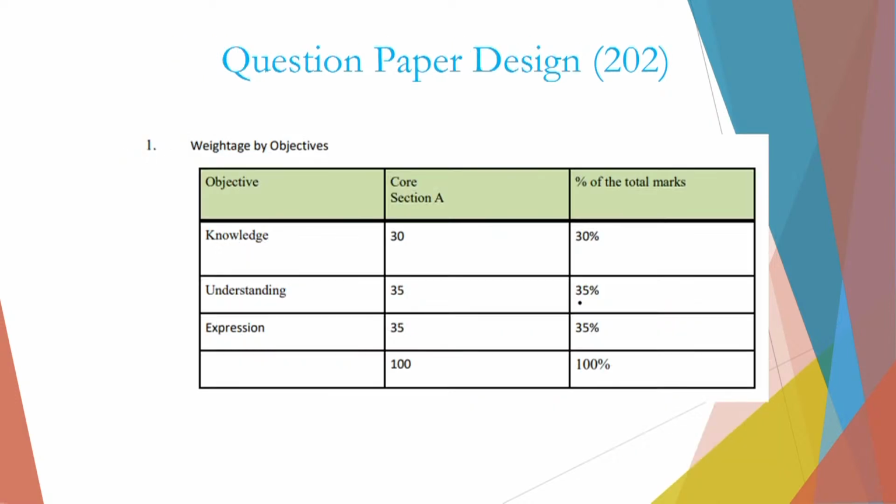Next, we will move on to the question paper design. First, the weightage by objectives. The objectives of our question paper are to assess the learner's knowledge, understanding and expression, that is the application. So you may expect knowledge based questions 30%, understanding based questions 35%, and application based or expression based questions 35%. Total 100% marks. So you may expect that format.